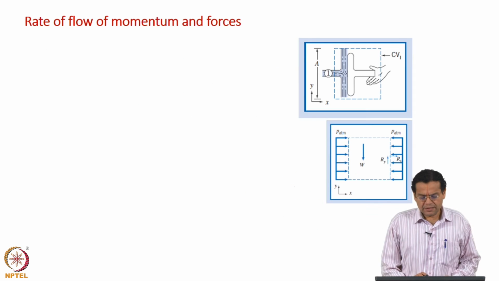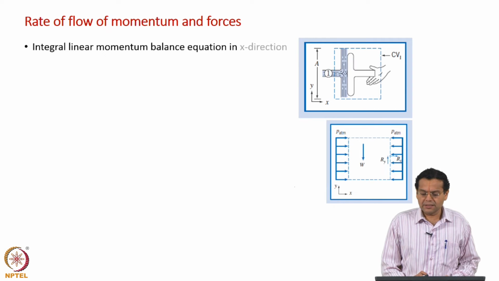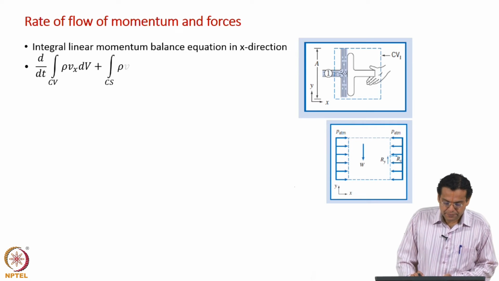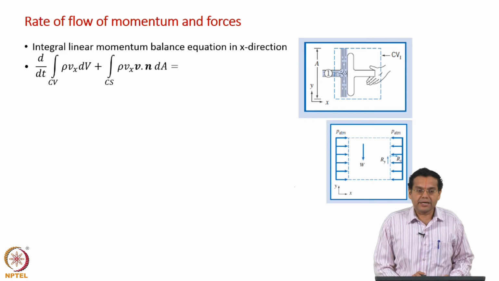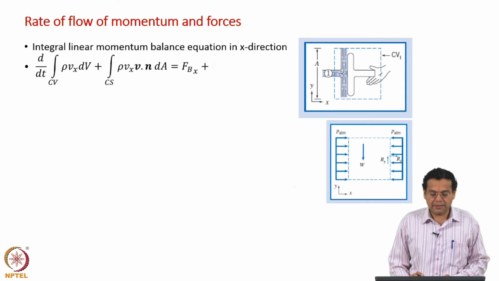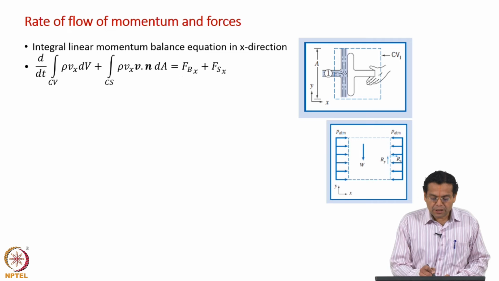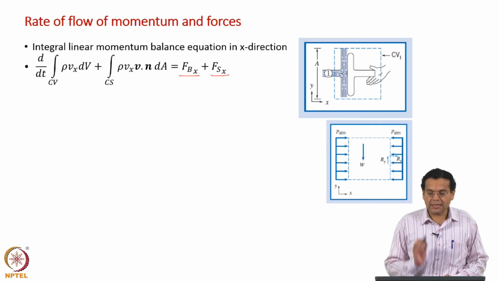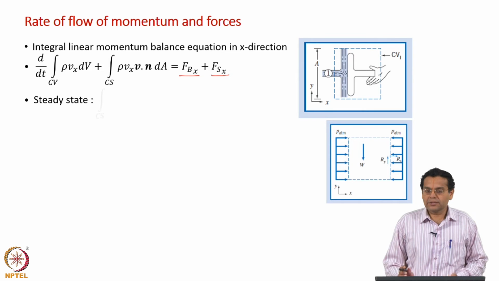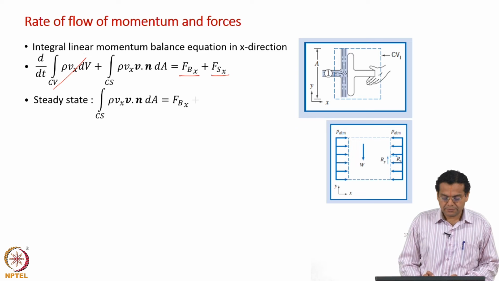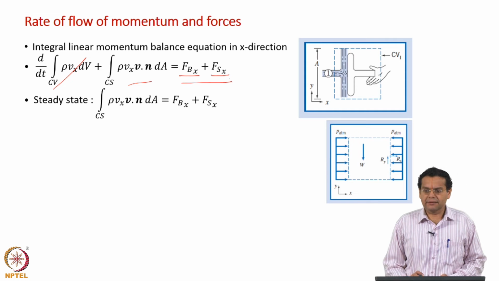Let us write the integral linear momentum balance equation in the x direction. In this example, we are doing a balance along the x direction. That is the rate of change of x momentum with respect to time, net rate of flow of x momentum out through the control surface, body force acting in the x direction, surface force acting in the x direction. Now, of course, it is a steady state problem. So, the first term goes off, leaving the second term and the forces on the right side.